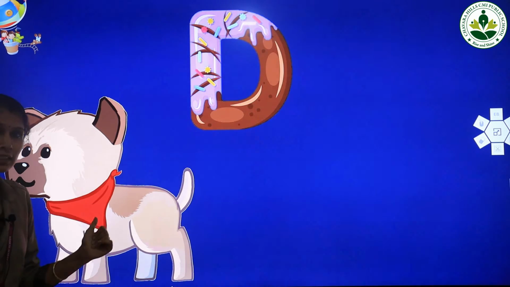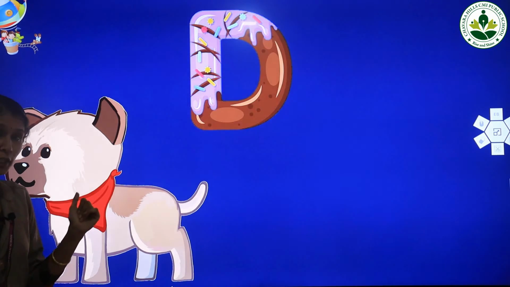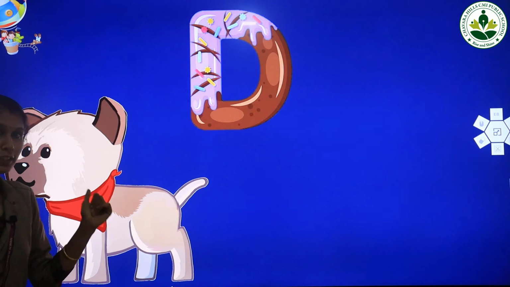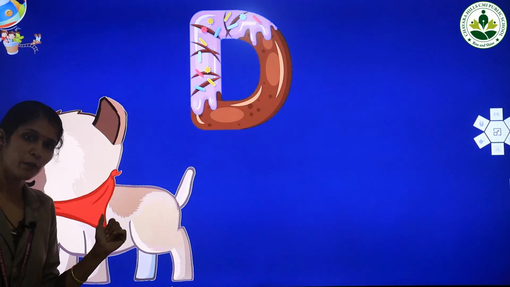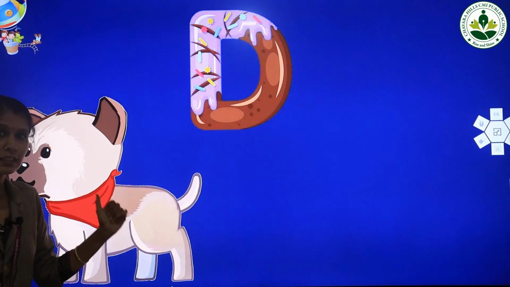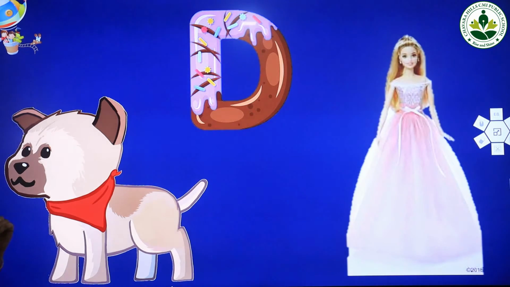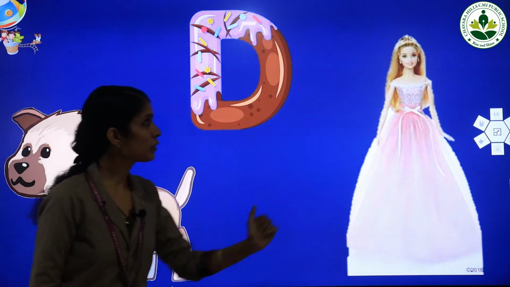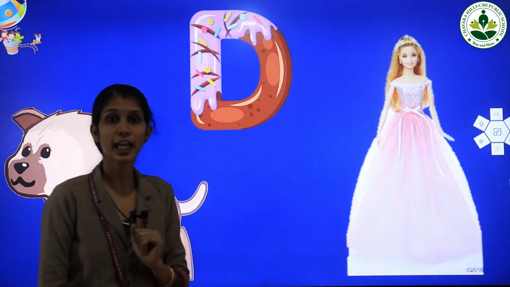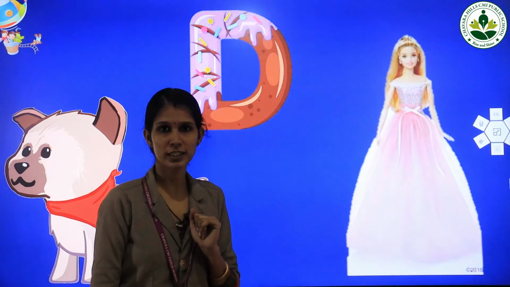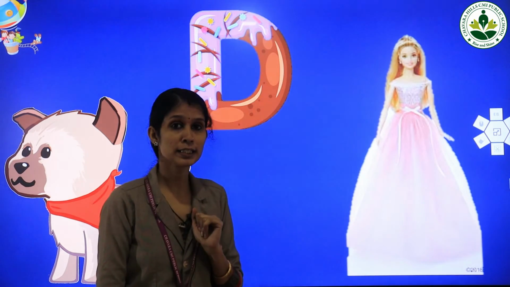D. D. Dog. Repeat after me. D. D. Dog. Once more. D. D. Dog. Okay, our next word. Can you say who is this? It's a doll. It's a Barbie doll, isn't it? How cute she is. Yes.